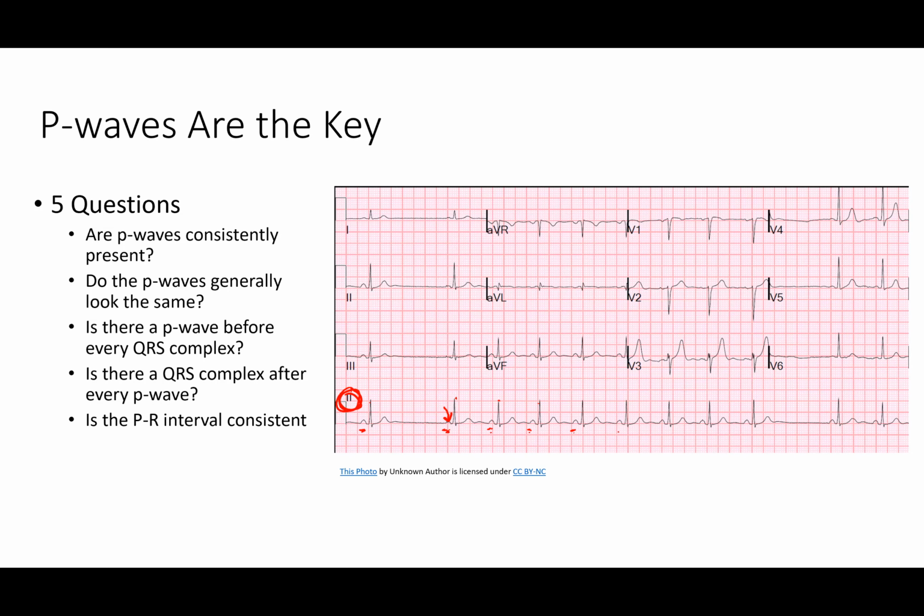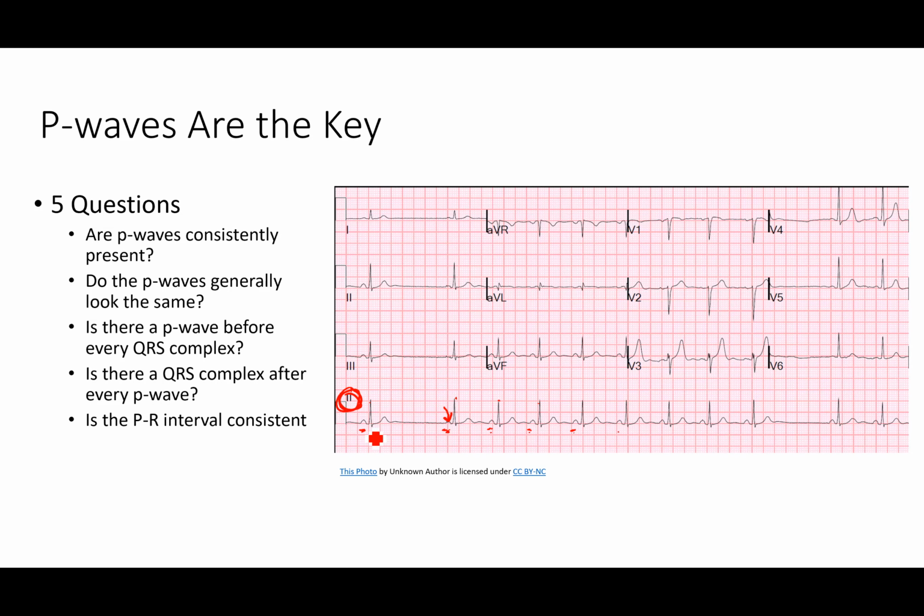So slightly different. And again, if you looked at our rhythm strip on lead 2 here that we have, you would see that every P wave is followed by a QRS, and every QRS is preceded by a P wave. So the answer to both of those would be yes. We have no lonely P waves, and we have no lonely QRS complexes. Okay, the last question is, is the PR interval consistent? That means the distance between the end of the P wave and the beginning of the QRS complex. Is that distance the same, or is it changing?